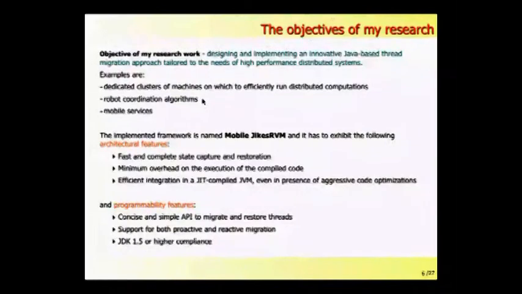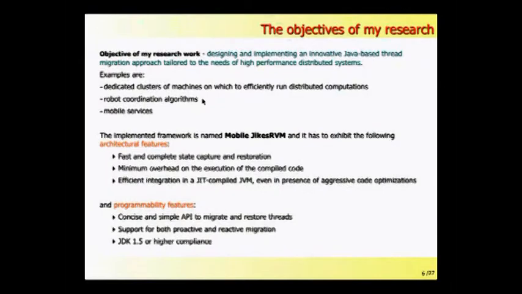The architectural features of the framework, which is called mobile Jikes RVM, are fast and complete state capture and restoration, a minimum overhead on the JVM execution performances, and an efficient migration using a JIT compiler.